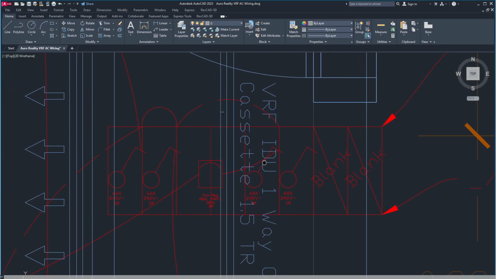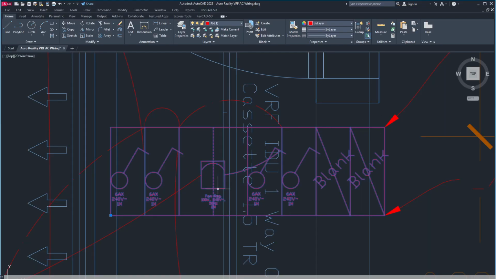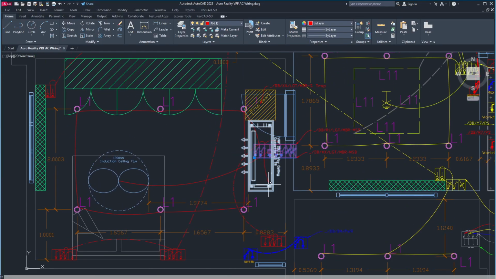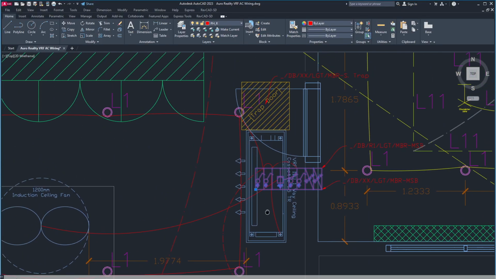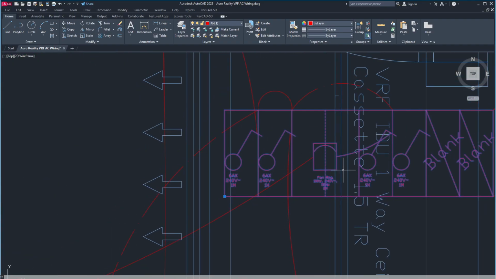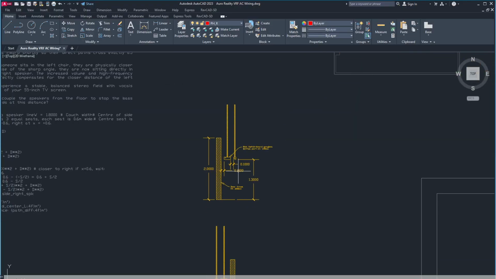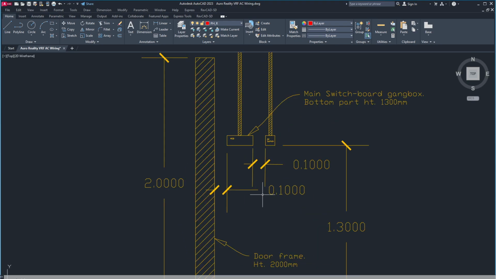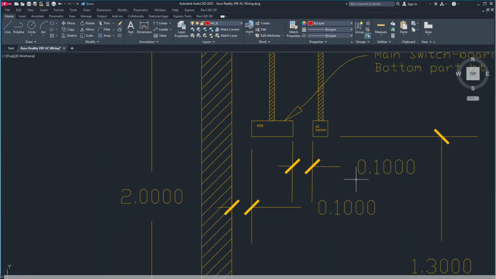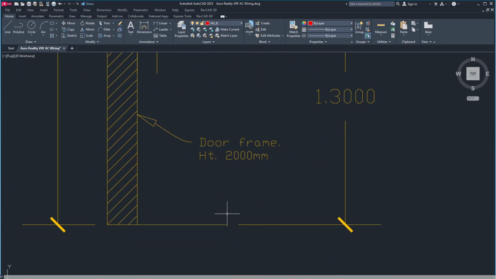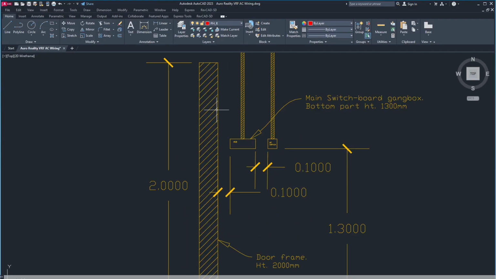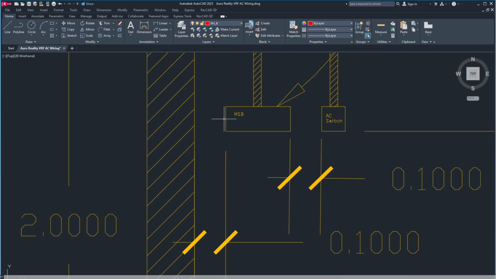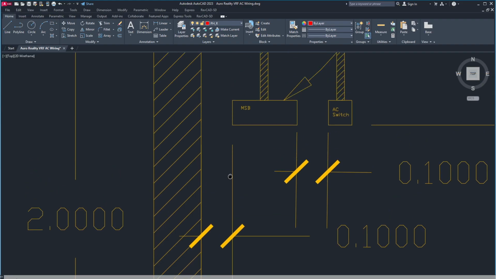This is the main switch box for the bedroom, which is placed here. Again, there is a standard for the height at which this switch box has to be placed. They can't be placed as and where you like. There is a strict code for this. The bottom part of the switch box has to be at a height of 1.3 meter from finished floor level, and this is the door frame. From the door frame, the gang box side has to be at a distance of 0.1 meter.